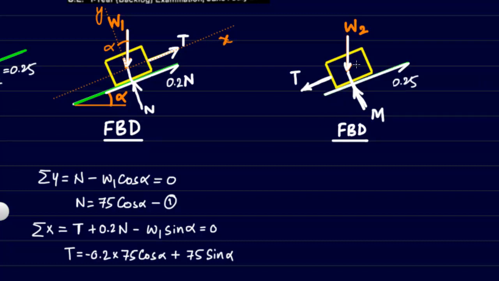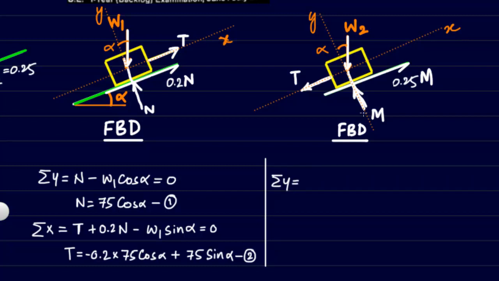And of course the friction will try to stop the block from sliding. It will be acting upwards like this, and its value will be 0.25 times M. Now once again, the axis that is parallel to the surface we have to assume as the x-axis, and the one perpendicular to the surface has to be taken as the y-axis. The angle in between these two will again come out as alpha, and now we have to find the two equations similar to what we did last time.